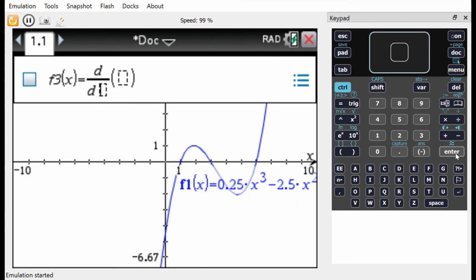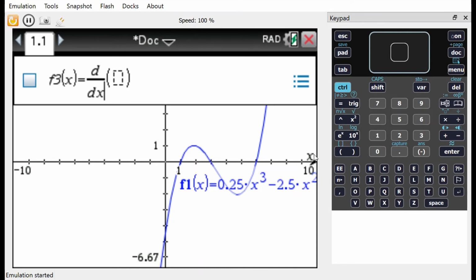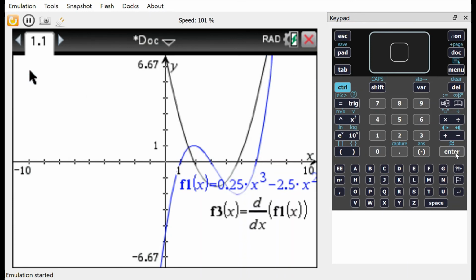I'll hit enter. Now I want to take the derivative with respect to x. Okay, that's all. That'll always be the case. You'll never enter in anything different there. And then here you're going to type in your function. So I have f1 of x, just referring to that first line. If you don't have anything entered into F1, this isn't going to work. So we'll hit enter, and it generates the graph we just saw.